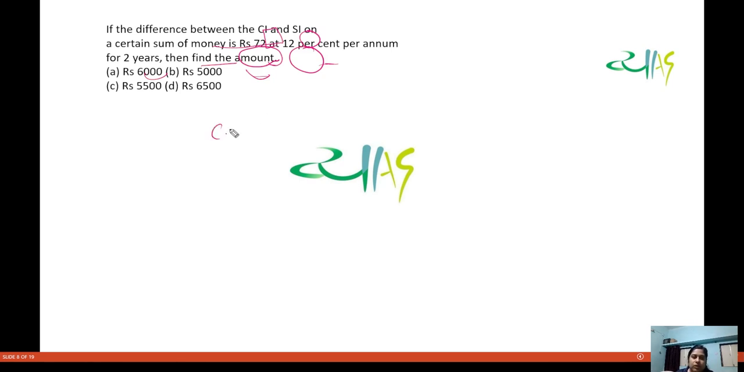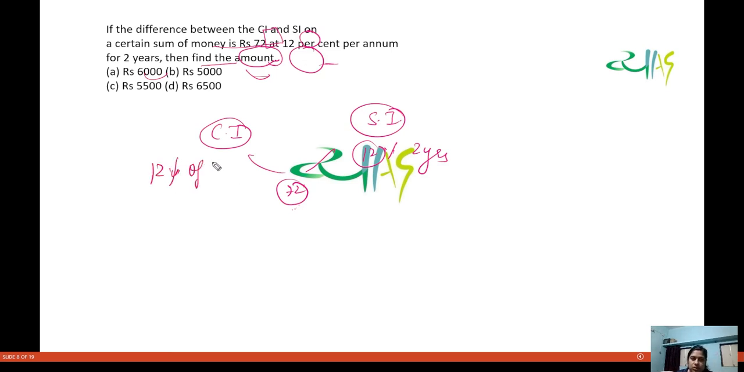So what is given to you? You have been given that there is some compound interest, there is some simple interest. And the difference comes to be 72. And simple interest is how much for 2 years? 12% for 2 years, and a similar thing for compound interest, 12% for 2 years. And your difference is coming to be 72. We have to find the amount.